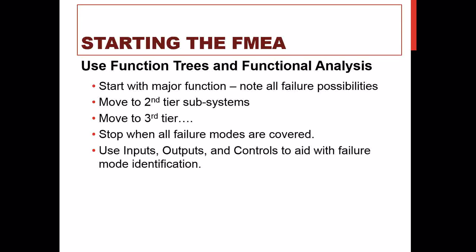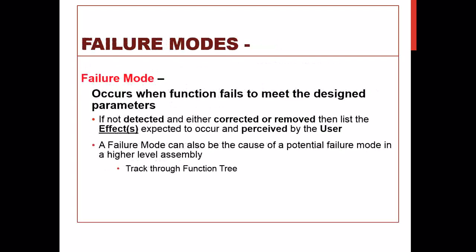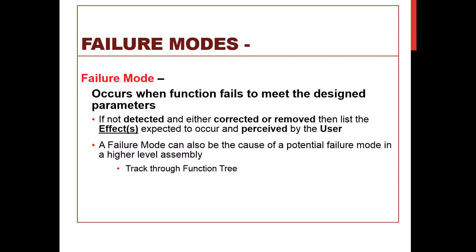So to get started, a great place to start is with your function tree and the functional analysis. Start with a system. Then once you've covered the main system performance criteria, then move into the subsystems and down to the components. Don't start at the component level. If you do, you're going to wind up with a lot of repetition, and FMEAs are long enough as it is, so not to get into that area. So our recommendation, start at the system level and work your way down.